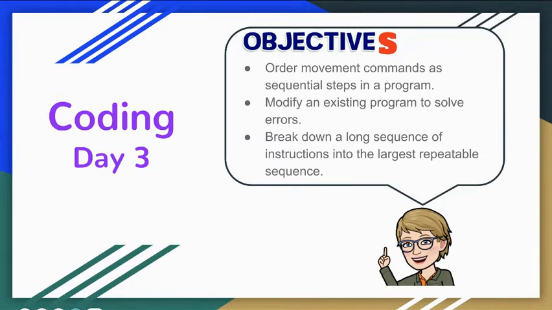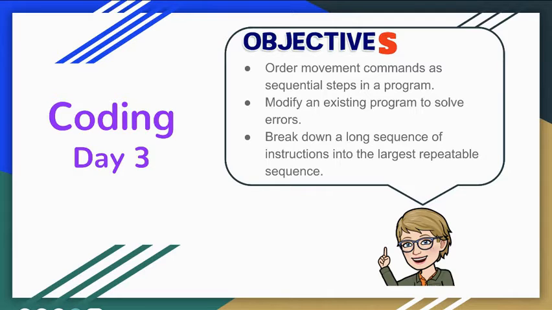So the first objective, order movement commands as sequential steps in a program. That's where you put move forward, turn left, turn right. Those are all commands, and you're going to put them in the sequence to make the Angry Bird find the silly pig.